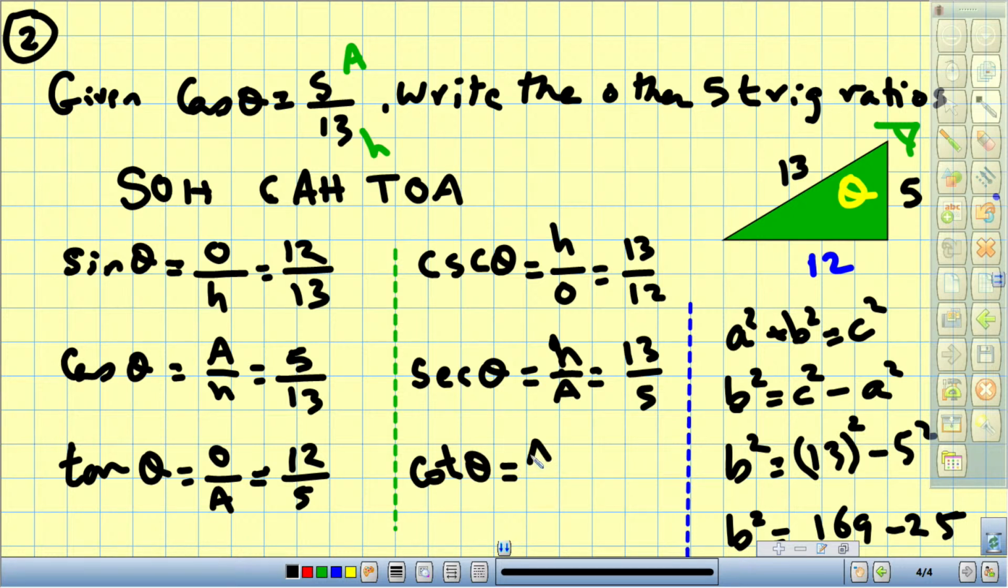And adjacent over opposite, which is 5 over 12. That's it. We're done with this. Yeah?